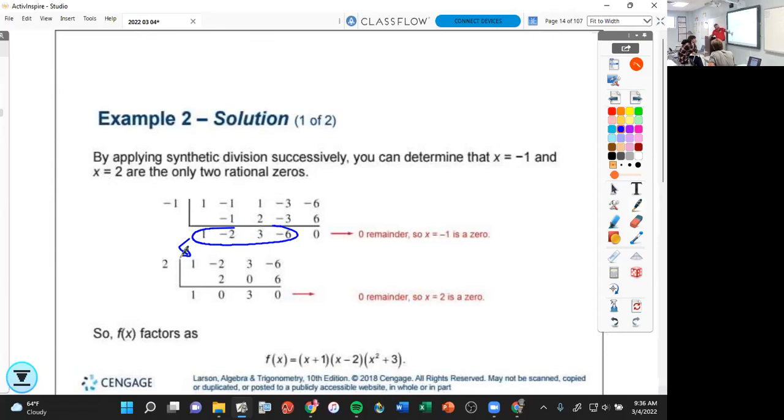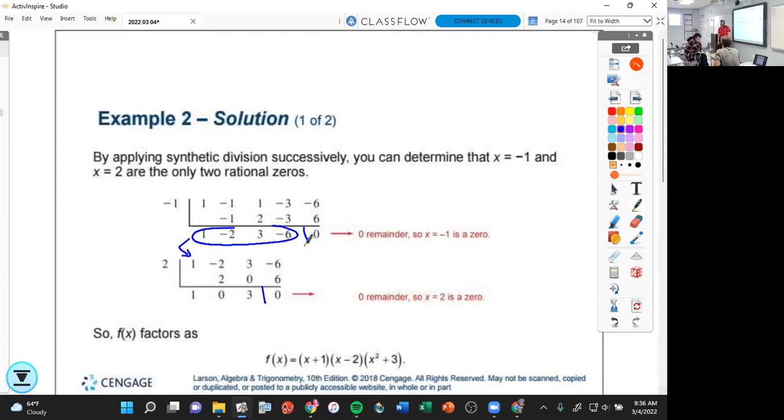Once they found out that 2 works, they now have, down at the bottom here, x plus 1 times x minus 2 times x squared plus 3. So there's your x squared. We have no x's, and my constant is 3. The remainder was 0 both times. This is still a 4th degree polynomial.